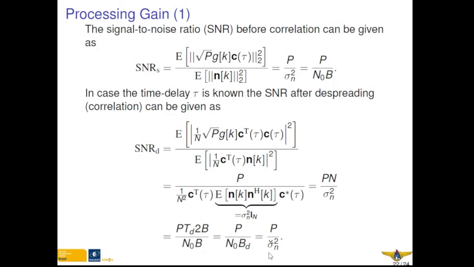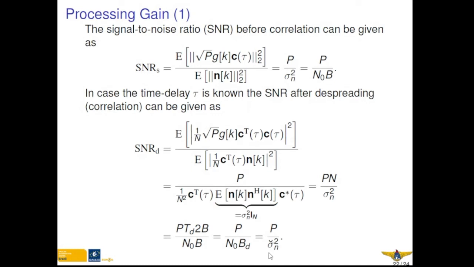And we can reformulate this now in the last line. We can introduce for n now Td times 2B, and we can introduce the noise power also N0 over B. We can redefine 1 over Td times 2 as equivalent to Bd, and then we get a new signal to noise ratio at the output of the correlator. We see that the signal has the same power, but the noise power is reduced because Bd is usually much smaller than B. So what the correlation is doing in the SNR is reducing the noise power.